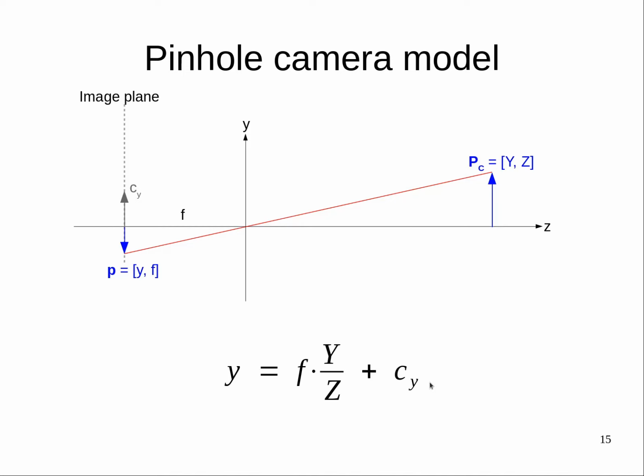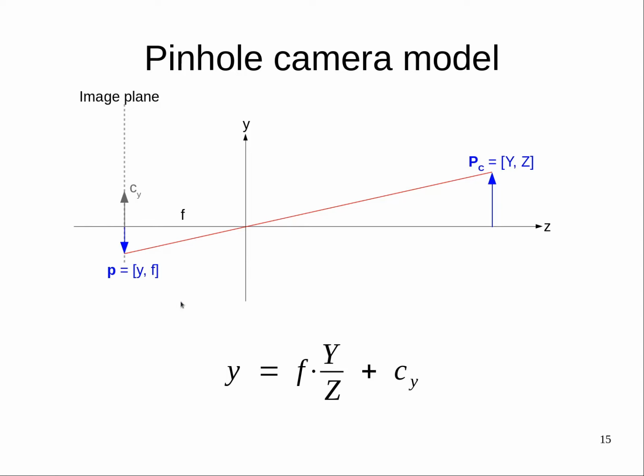So why do we do this? Because the image plane, which is this dashed gray line here, does not have to be aligned with the optical axis like this one. And it's also not the case in this example, where the center of the image plane is here. And therefore we have this offset cy between the optical axis and the center of the image plane.